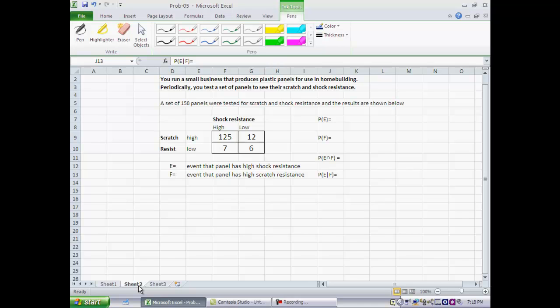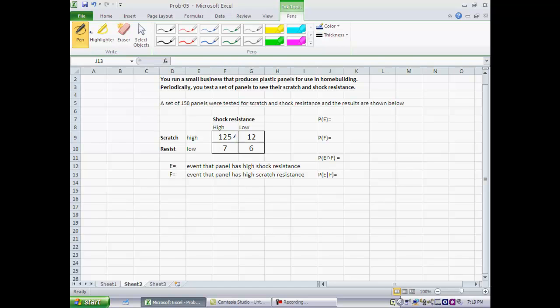You run a small business that produces plastic panels for use in home building, and periodically you test them for scratch and shock resistance. So let's say a set of 150 panels were tested, and this is the pattern that emerged. So you can see that in this experiment there are 150 outcomes. Each outcome is a pair of values, the pair representing the shock resistance and the scratch resistance. So let's look at this grid and pick a number. The 125 that you see on the grid over here, 125 means that out of the 150 there are 125 panels that tested high for shock resistance and high for scratch resistance.